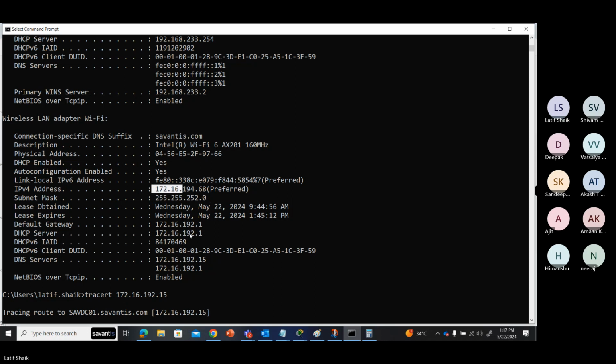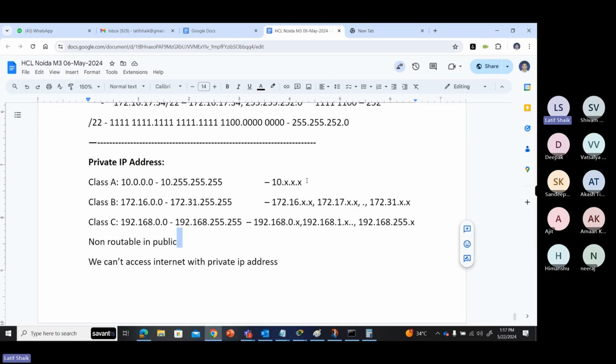172.16. And this network is valid only within my private network. If you want to access me, you know my IP address. If you want to access my system, you can't access it because that is a private IP. That is valid only in my network.